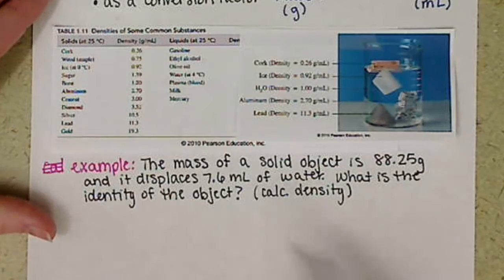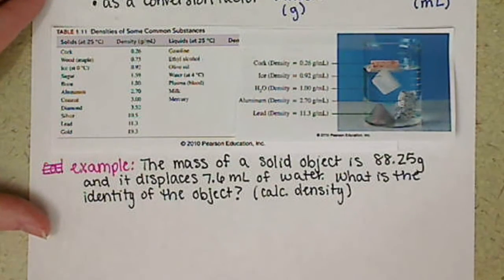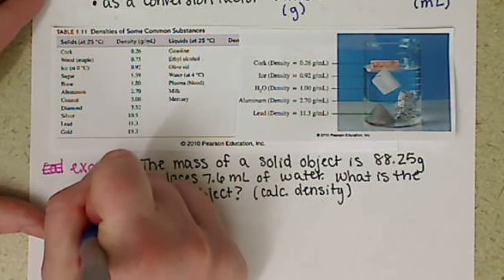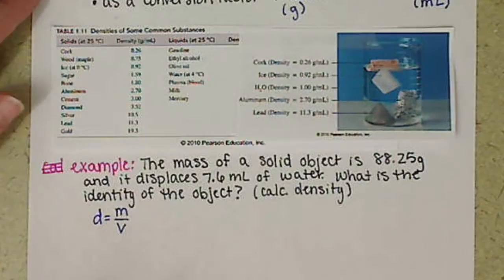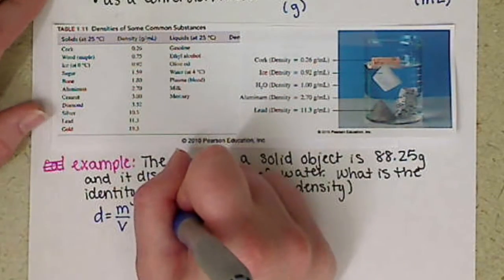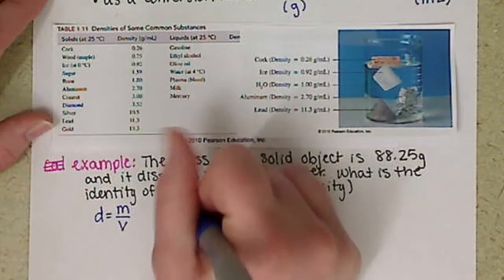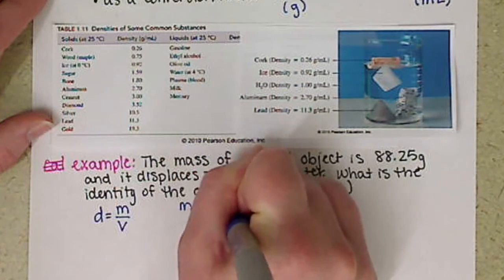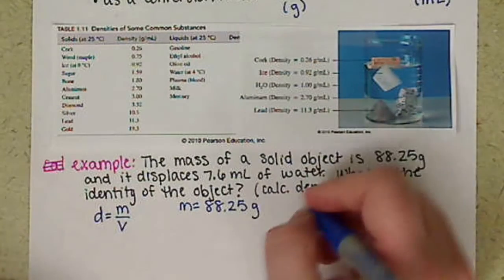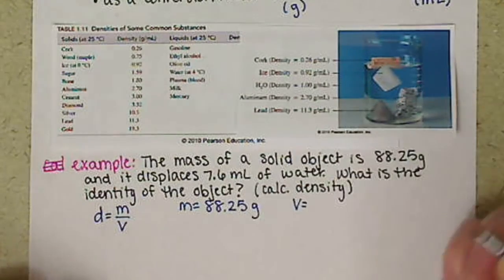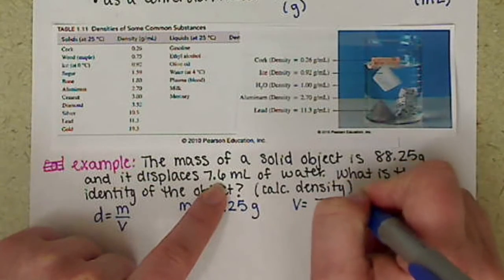So we have the mass of our object. We know that density is equal to our mass divided by our volume. And the mass we're given is 88.25 grams. And the volume of our object is going to be 7.6 milliliters.